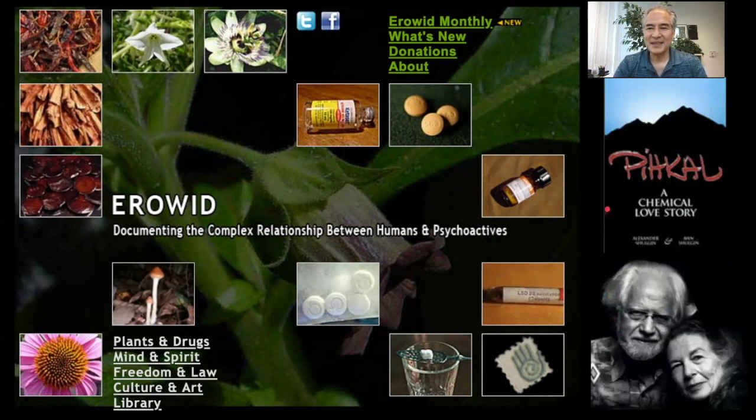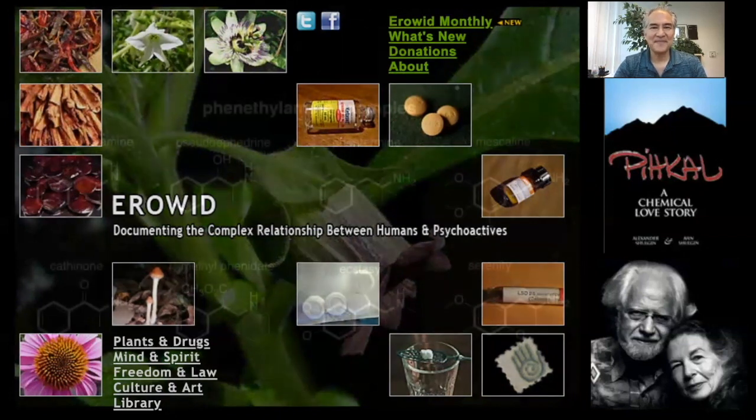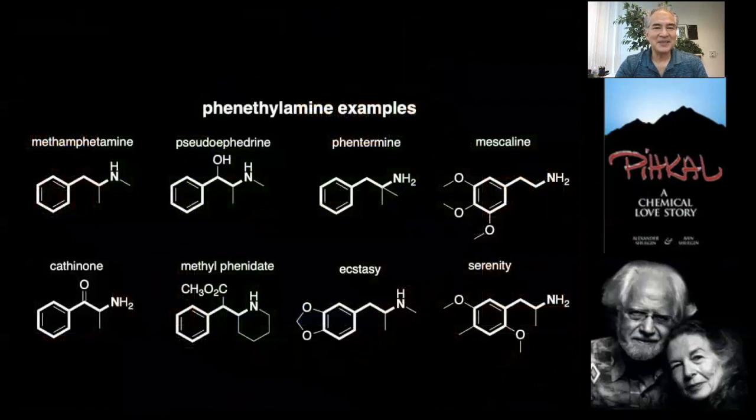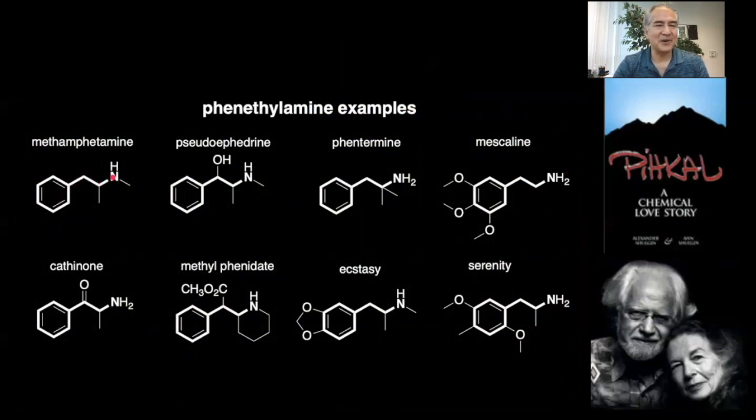The website introduces you to a book called PiHKAL. PiHKAL is an acronym that stands for Phenethylamines I Have Known and Loved. Let's go ahead and talk about phenethylamines. Phenethylamines are a group of compounds characterized by a phenyl and an ethyl group, CH2CH2, attached to an amine that is basic and easily protonated. You are probably familiar with many of the amines on this page, so let's take a look at some of these phenethylamines.